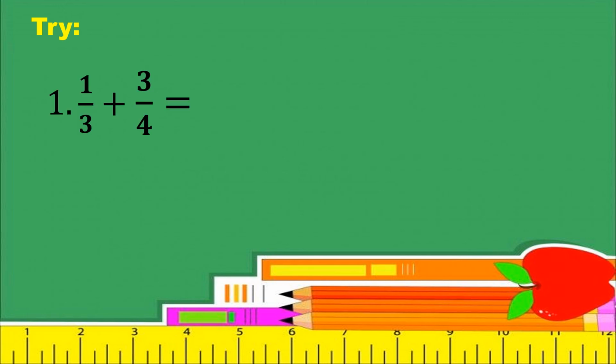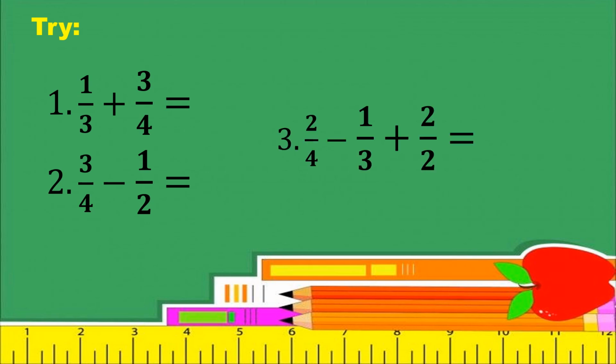So I want you to try this. So the first one is 1/3 plus 3 over 4. The second one is 3 over 4 minus 1/2. And then the third one is 2 over 4 minus 1 over 3 plus 2 over 2.